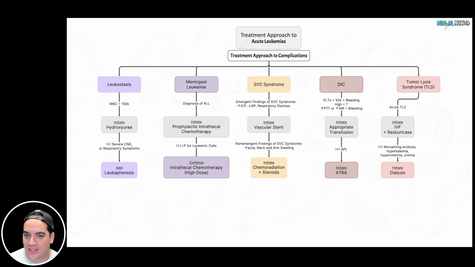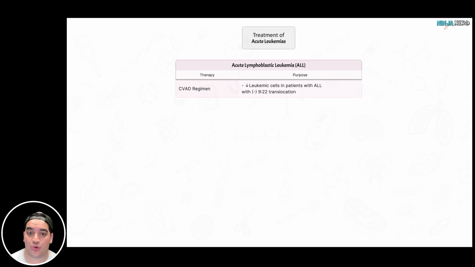You do IV fluids to keep them euvolemic, but you give allopurinol to decrease the formation of the uric acid if it forms. Okay, so let's move into the actual treatment of the underlying disease. Treating leukemia involves, obviously, chemotherapy.